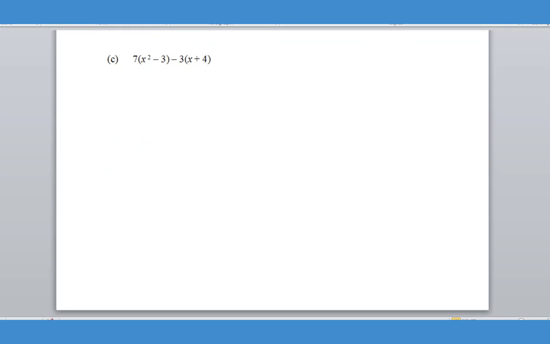So if we take a look at this last problem, again, we're going to have a couple of distributive properties to take care of. So we're going to start by distributing the 7. So I'm going to multiply 7 times x squared, and then times the negative 3. Then I'm going to distribute the negative 3 times x plus 4, so that's going to give me negative 3x minus 12.